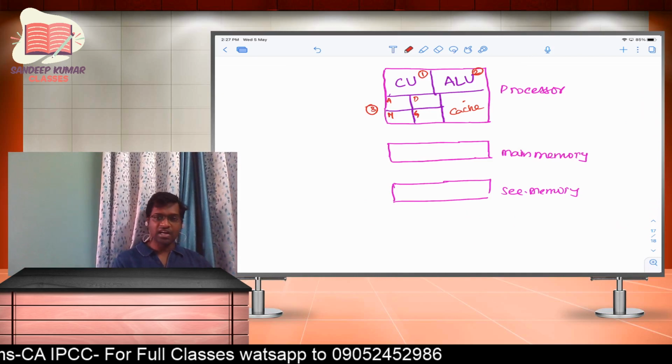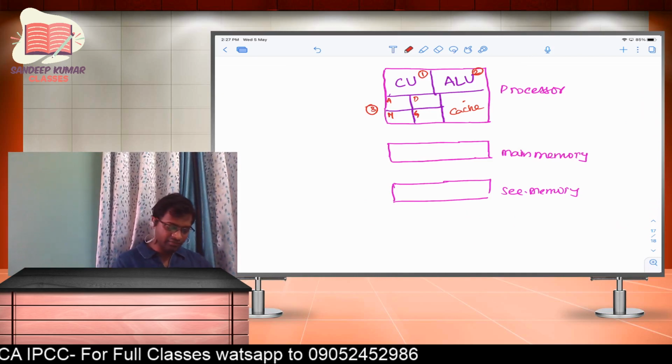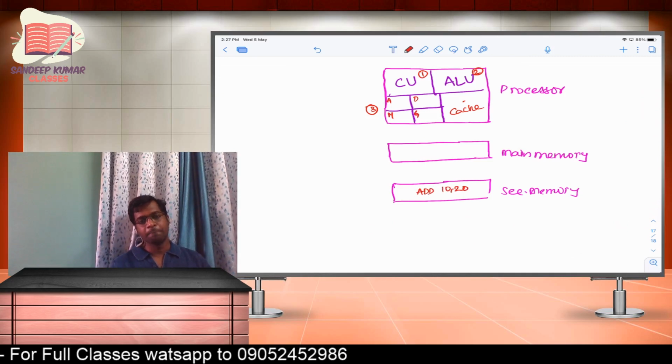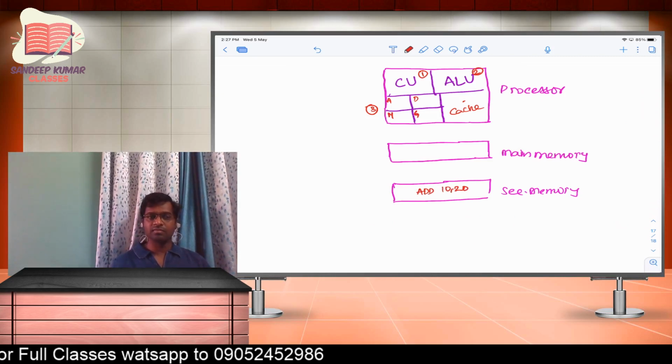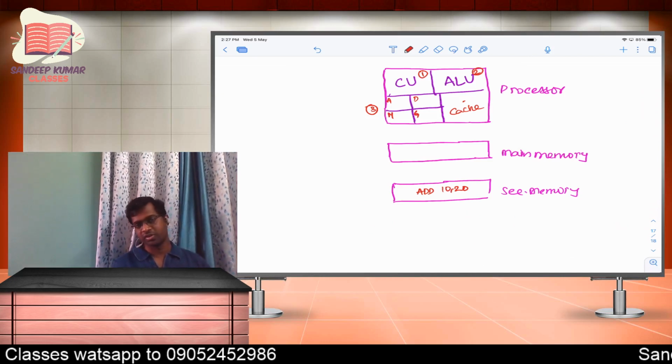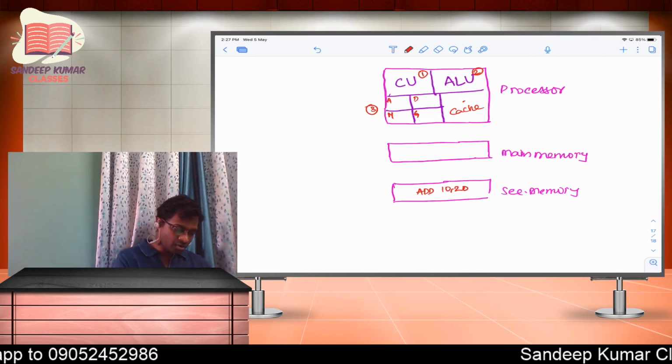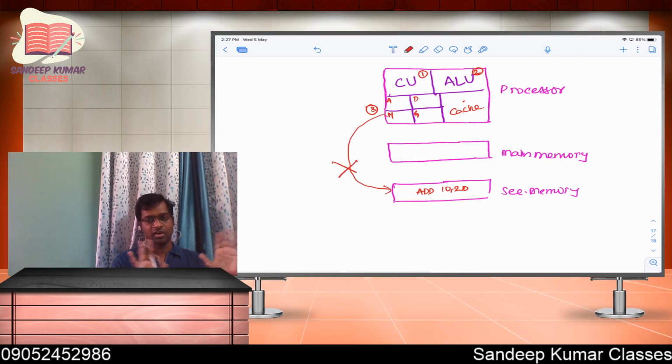Now let us assume I want to execute an instruction. Every instruction first has to be stored in secondary memory, for example add 10 comma 30. Now the problem in the architecture is, whether you take any computer, your cell phone, your laptop, or a supercomputer, a processor cannot directly access any instruction or data from secondary memory. That means a processor cannot go to the secondary memory and access the data.